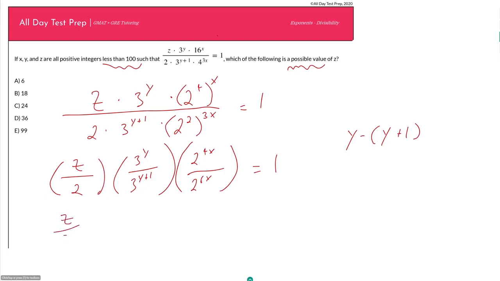So I have z over 2 times 3 to the negative 1 times, and here I have 4x minus 6x. So that is just 2 to the negative 2x.